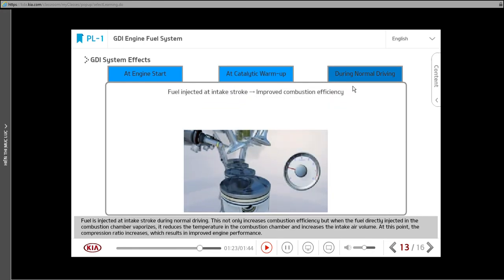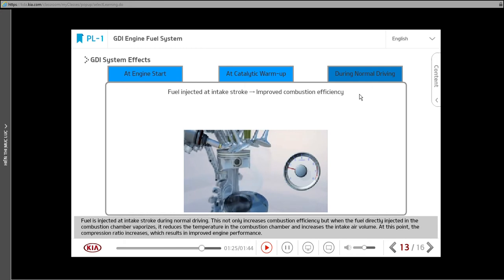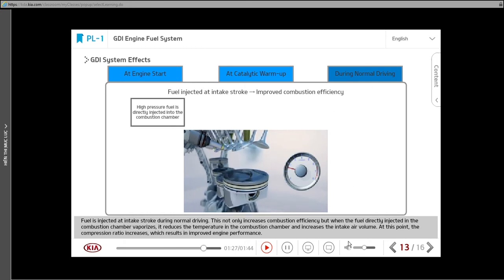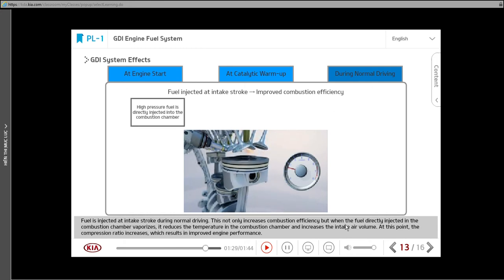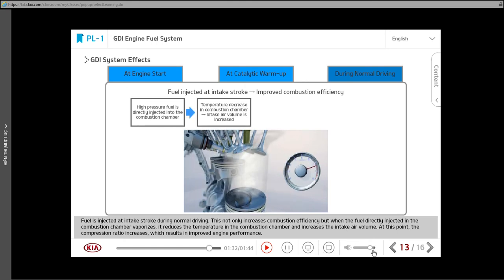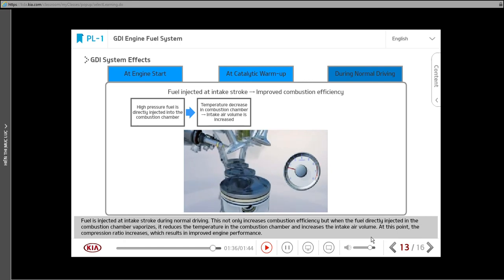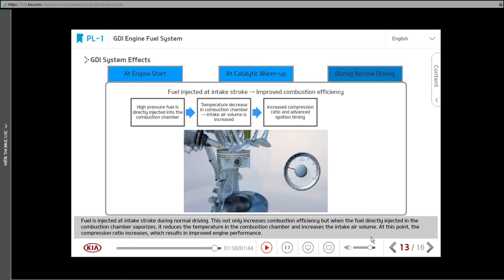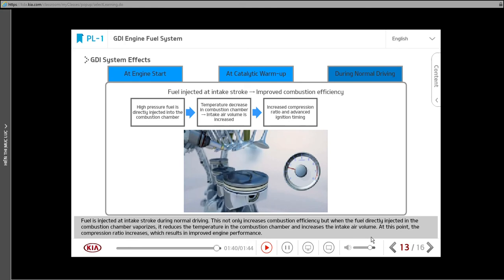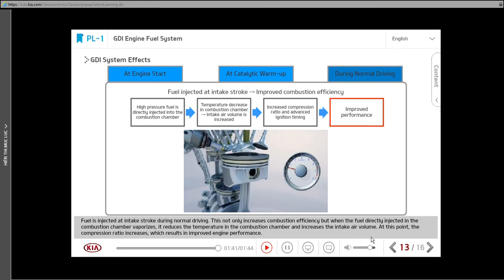Fuel is injected at intake stroke during normal driving. This not only increases combustion efficiency, but when the fuel directly injected in the combustion chamber vaporizes, it reduces the temperature in the combustion chamber and increases the intake air volume. At this point, the compression ratio increases, which results in improved engine performance.